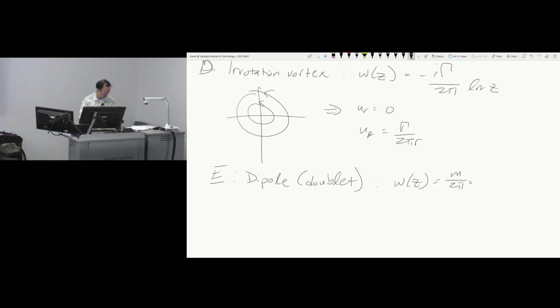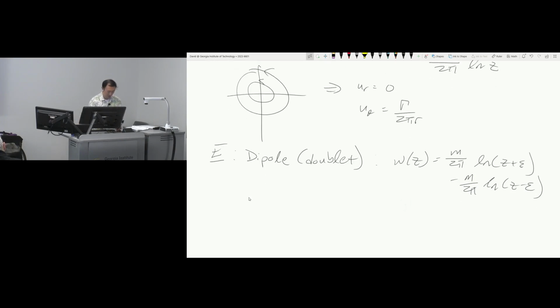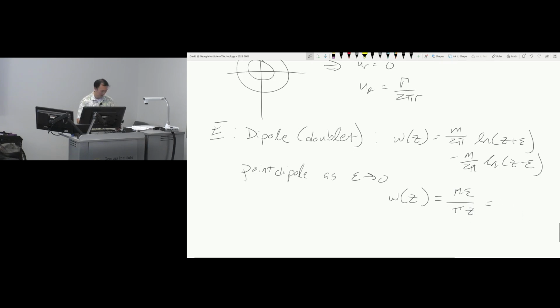But here it's basically you've got a source, and kind of like two vortices that are really, really close together. So you have log of z plus epsilon minus m over 2 pi log of z minus epsilon. And if it goes to a point dipole as epsilon goes to 0, then you get omega of z is m epsilon over pi z. And we call this m over z. Okay.